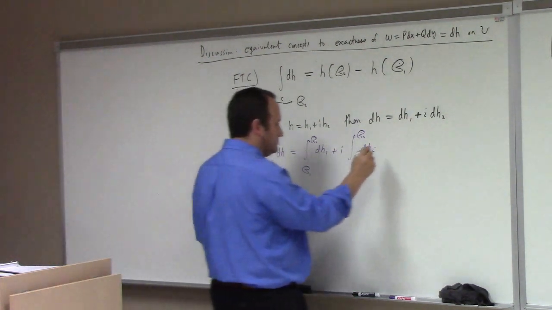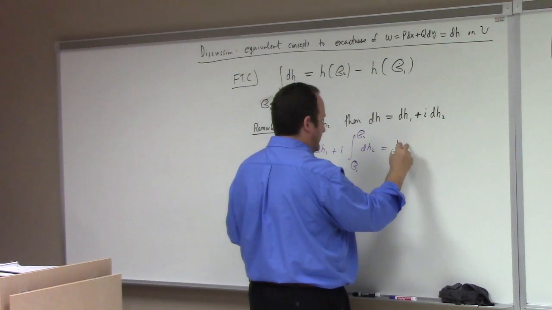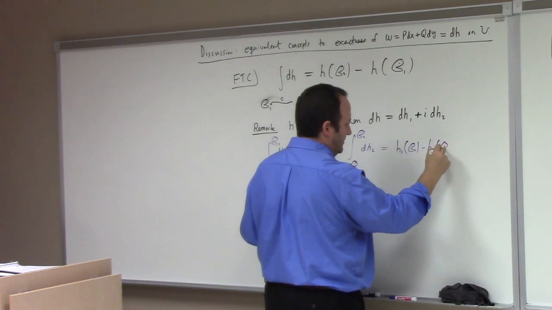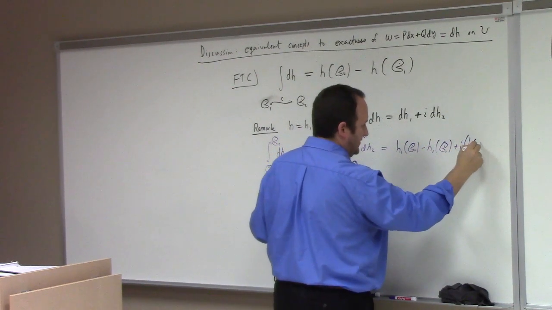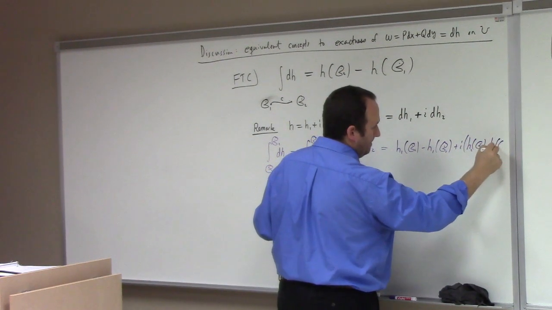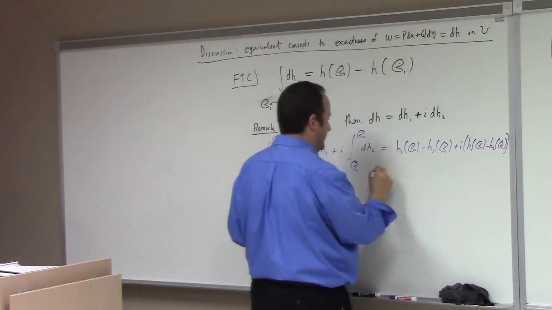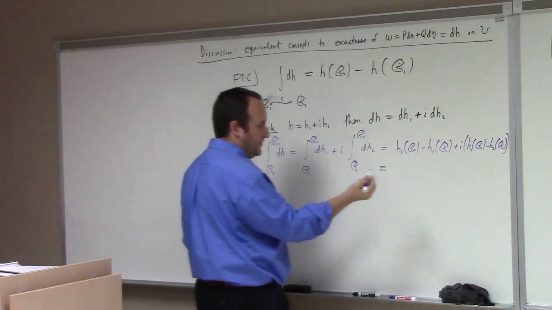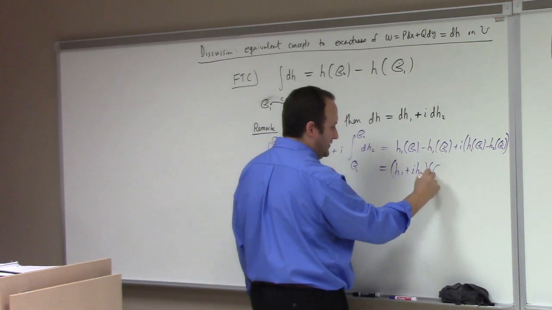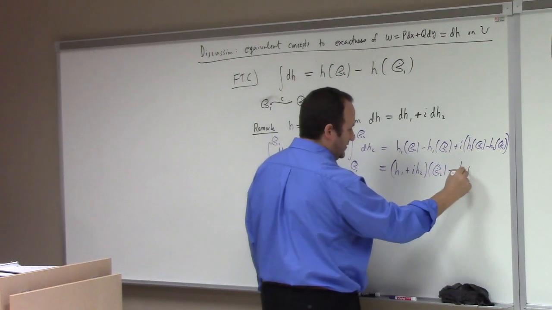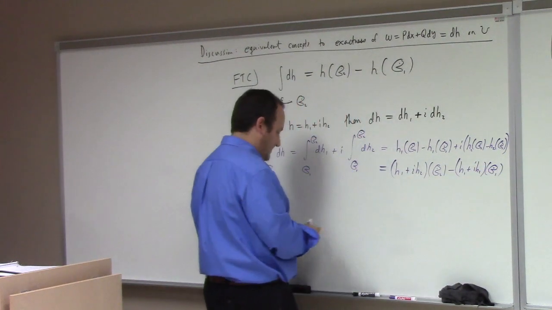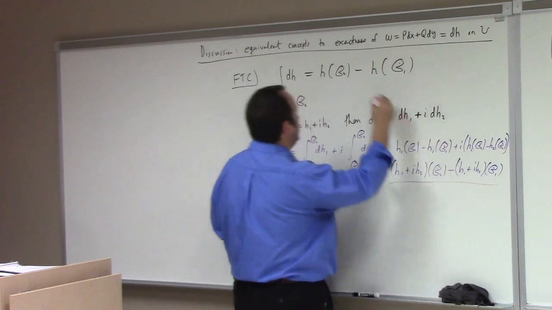So these are exactly h1 of Pac-Man 2 minus h1 of Pac-Man 1, plus i times the difference of h2 at the Pac-Mans. And so rearranging it, that's h1 plus i h2 evaluated at Pac-Man 2 minus h1 plus i h2 evaluated at Pac-Man 1, which of course is precisely what we were trying to show.